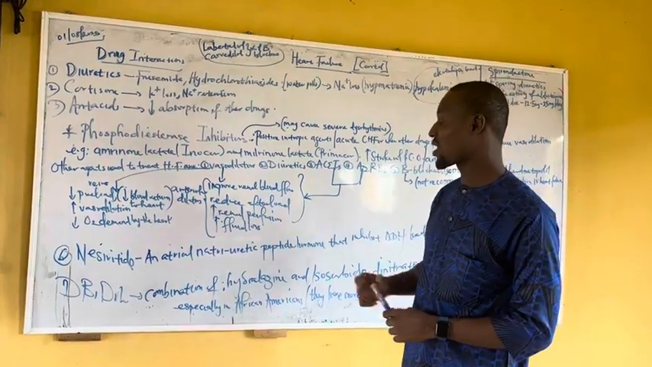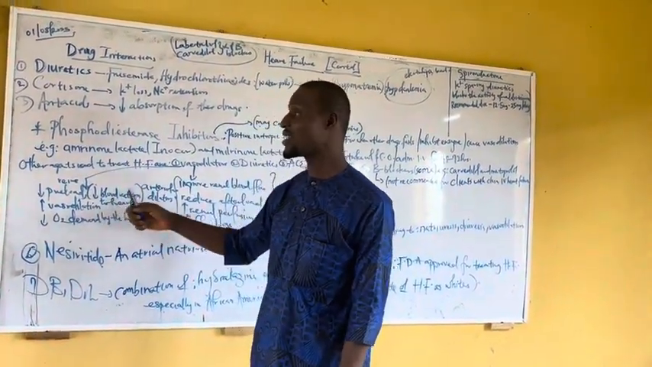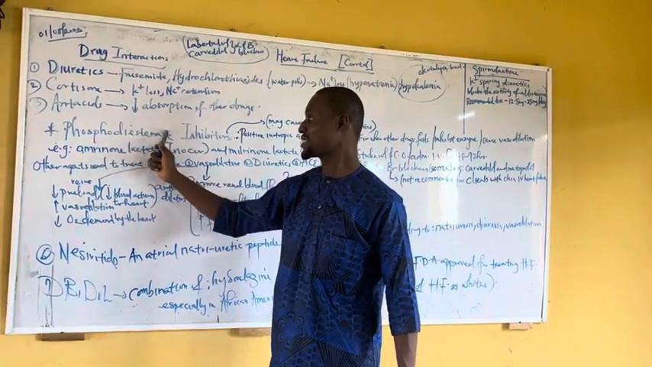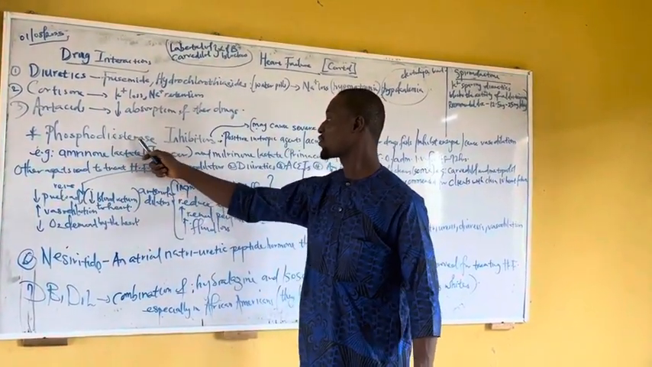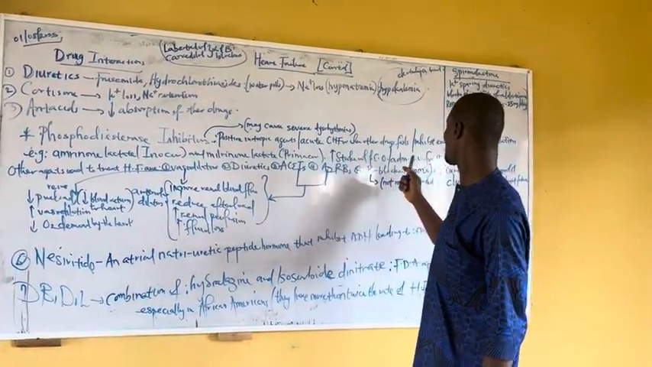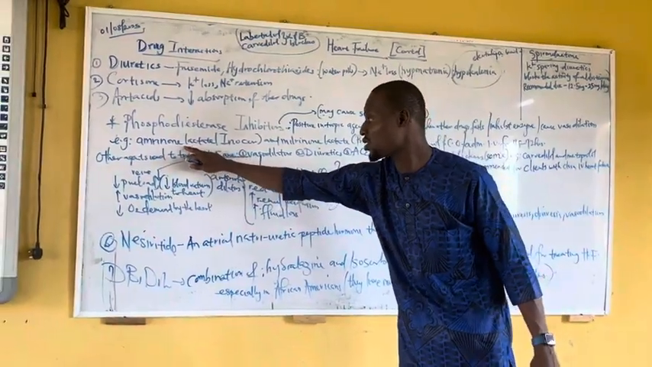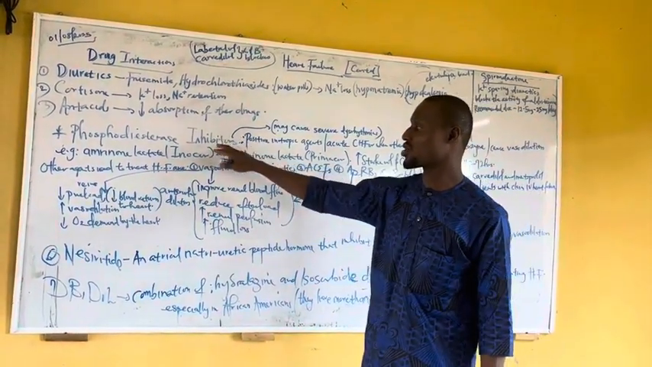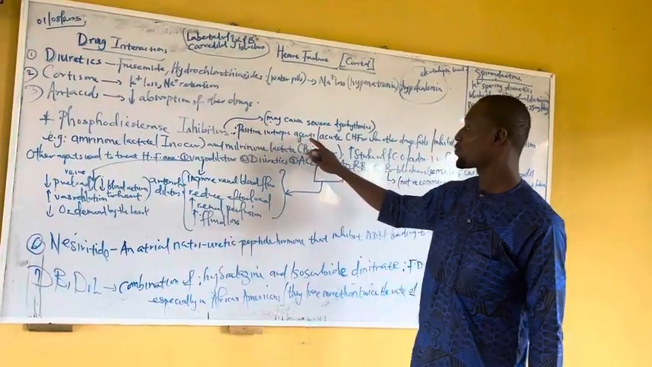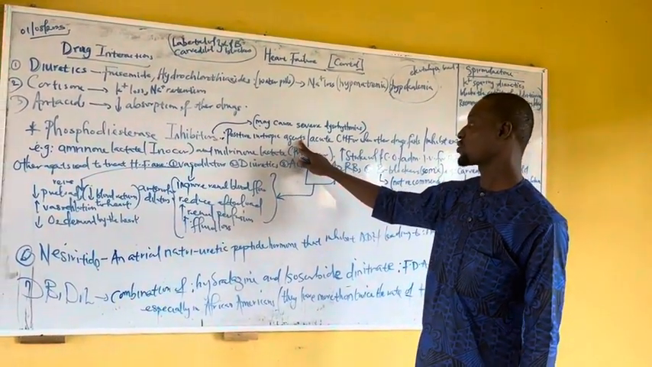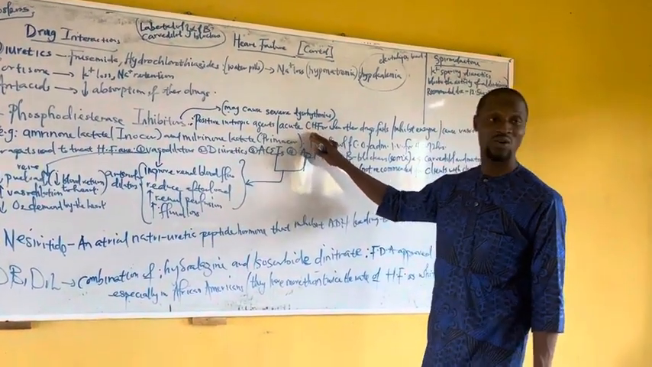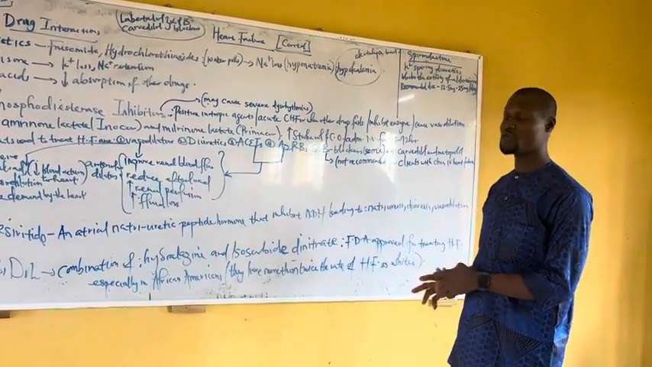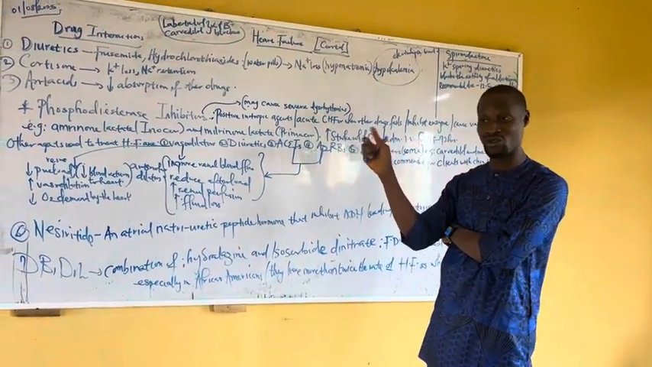Now, another drug class we could use to manage heart failure are what we call phosphodiesterase inhibitors. From the word, we know that this is an enzyme. So phosphodiesterase inhibitors, like we put two here, amrinone lactate and milrinone lactate. These drugs have a positive inotropic effect. So they can be given for acute CHF, congestive heart failure, or when other drugs don't work, we can give a phosphodiesterase inhibitor because of their positive inotropic effect.